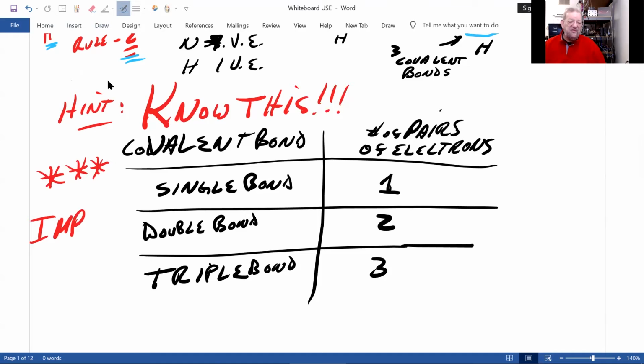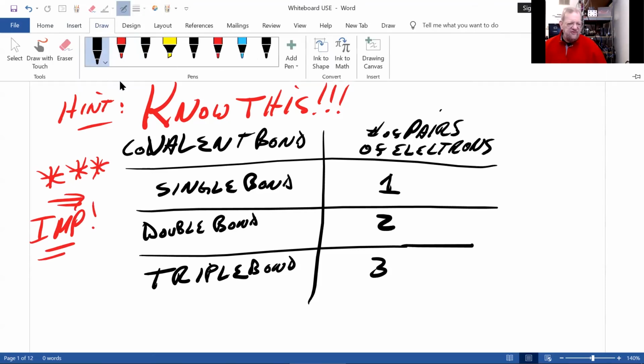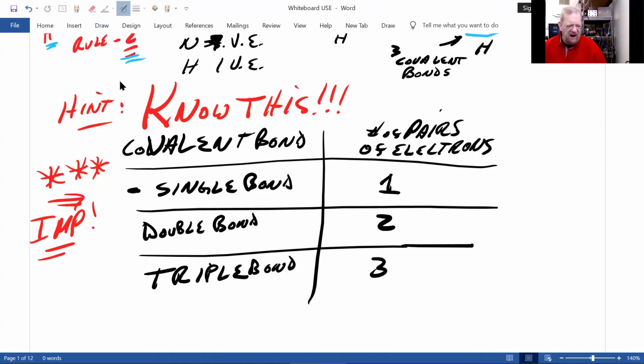That's better. If I put three stars, it means it's important. And if I also added this with an arrow, I knew I better learn that. Hint, you should too. And once again, let's go through it. What are the three types of covalent bonds? Single bond, double bond, triple bond. You should remember single bond, one pair of electrons being shared. Double bond, two pairs of electrons being shared. Triple bonds, three pairs of electrons being shared.